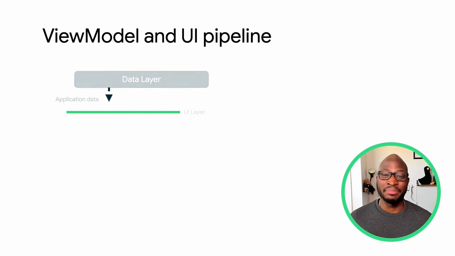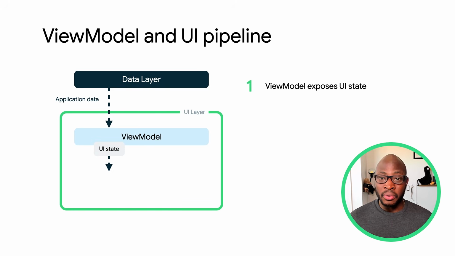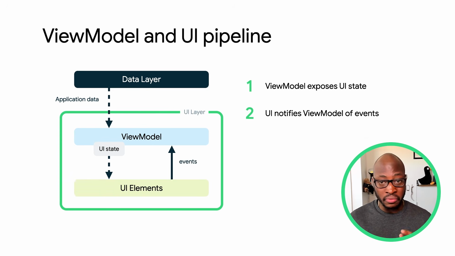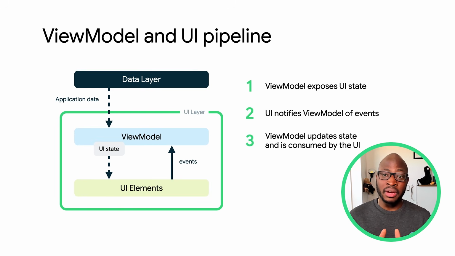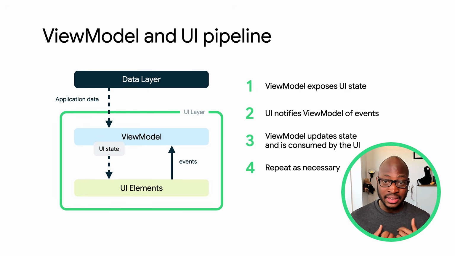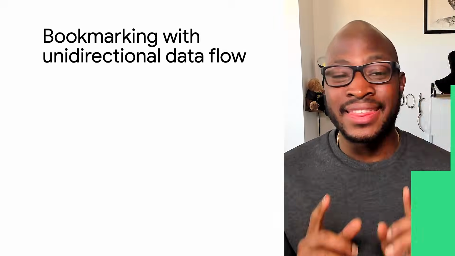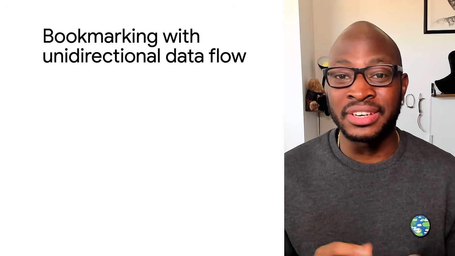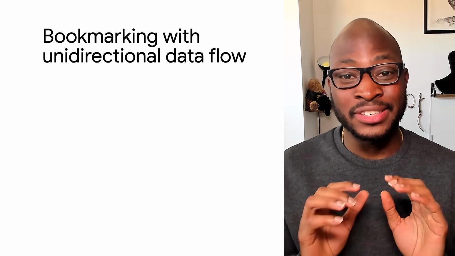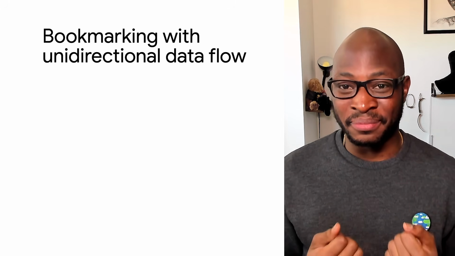Let's break down the diagram a bit. The view model holds and exposes the state to be consumed by the UI. The UI notifies the view model of user events. The view model handles the user actions and updates the state. The updated state is then fed back to the UI to render. The above is repeated for any event that causes a mutation of state. This is the core tenet of unidirectional data flow. Events go in and state comes out.